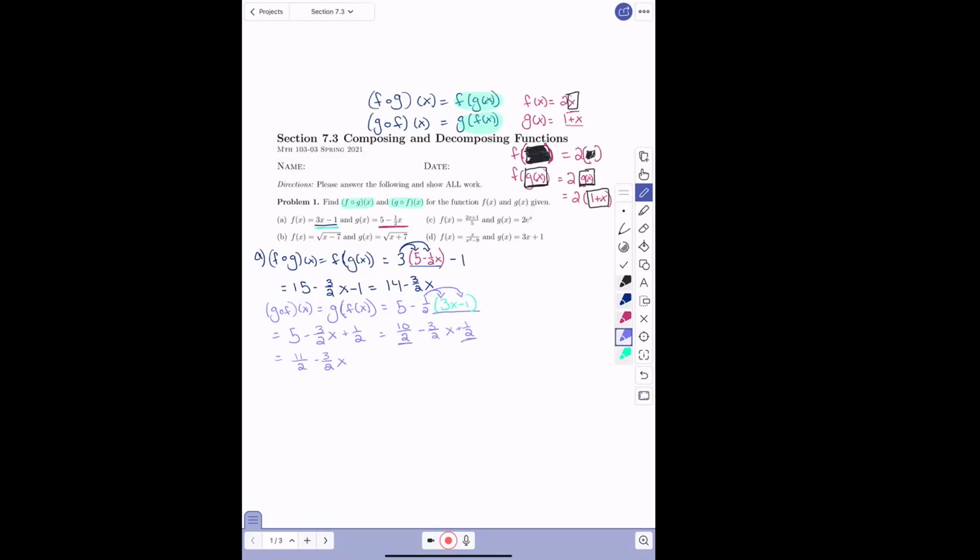And then you could even take it a little step further, factor out that 1/2 to make it look nicer. So then you have 1/2 times 11 minus 3x. So this is your final solution here. Any questions?